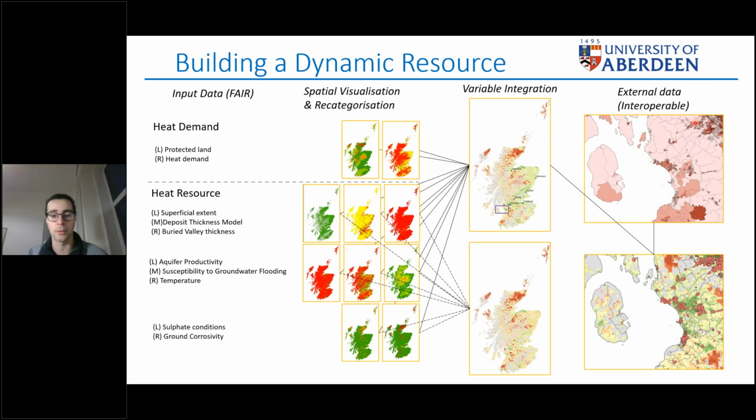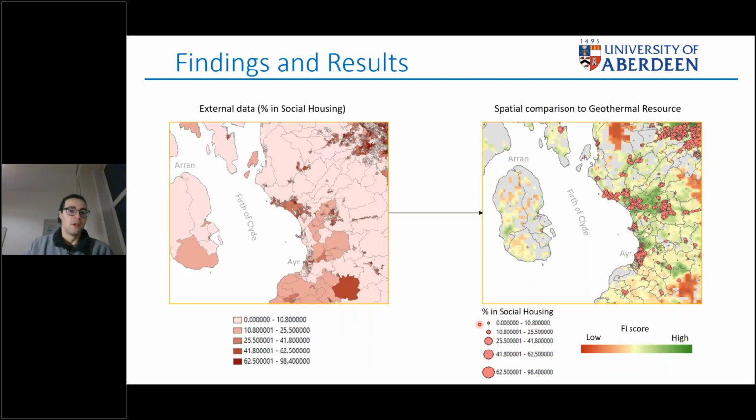So I'll talk a little bit more about this on the next slide, but you can bring in something completely separate and overlay it onto the favorability index map, and then you can start to understand what the geothermal favorability means for different social contexts. So what that map was, this external data was the percentage of people living in social housing, and this is just around sort of Ayrshire.